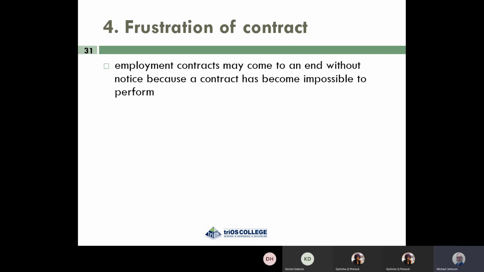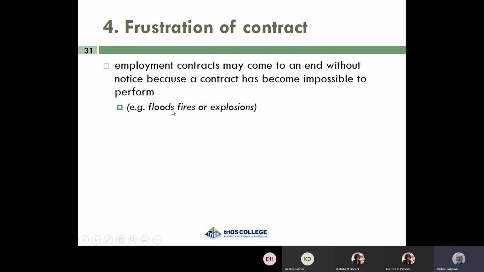So employment contracts may come to an end. And there is no notice whatsoever. It just simply means you cannot continue with that contract. It's impossible to live up to. So we call it frustration.